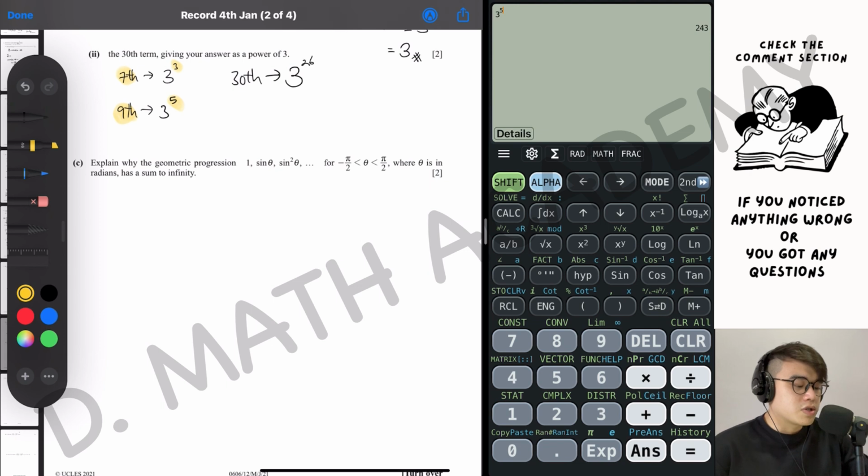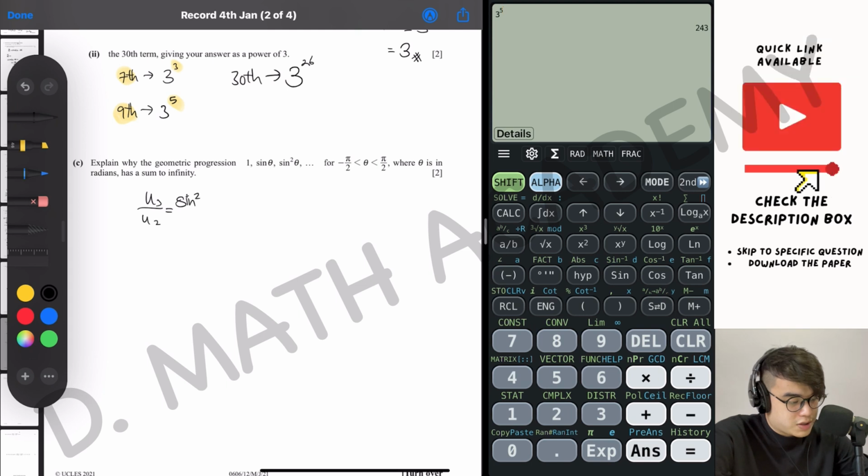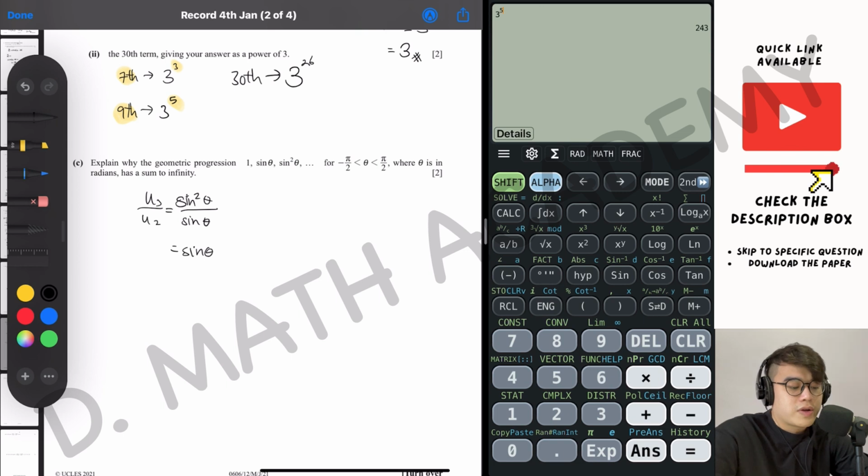Explain why the geometric progression 1, sine theta, sine squared theta has a sum to infinity. Okay, I will have to try to find the common ratio first. So u3 divided by u2, sine squared theta over sine theta, you will get it as sine theta. Even if you did u2 divided by u1, you also get the same thing.